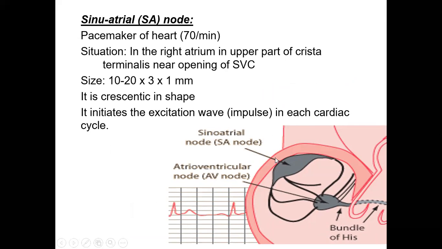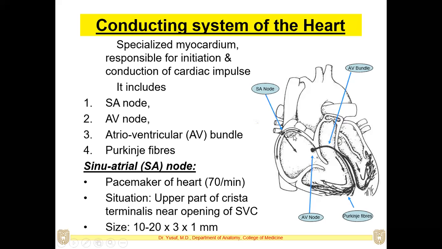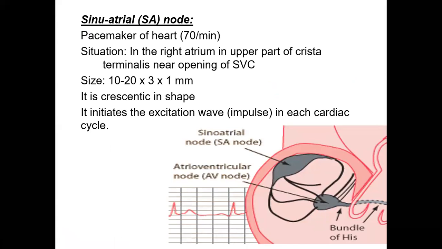It is present in the right atrium. As you can see here, it is present in the right atrium, just below the opening of the superior vena cava. This is the superior vena cava, this is the inferior vena cava, both are opening into the right atrium. So just below the opening of the superior vena cava, on the crista terminalis, as we have already seen. So it is in the upper part of the crista terminalis. As you know, the crista terminalis is that part which separates the anterior rough part from the posterior smooth part.